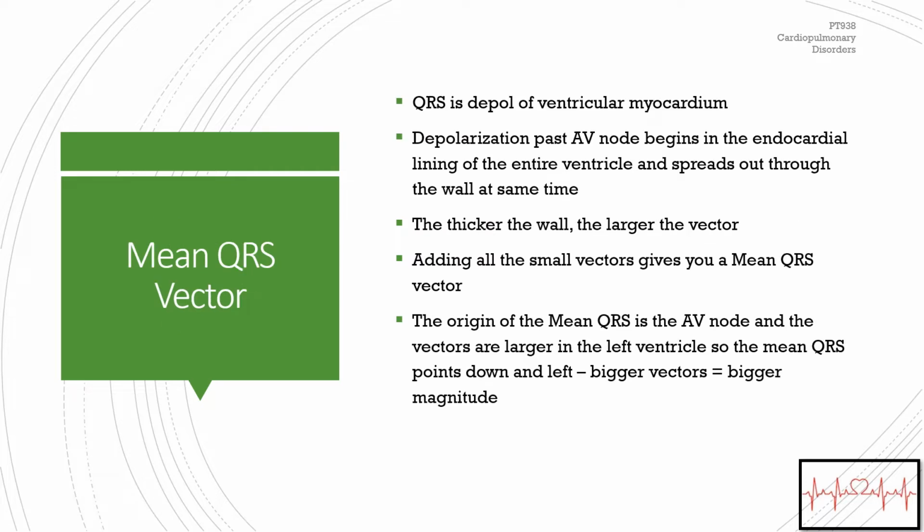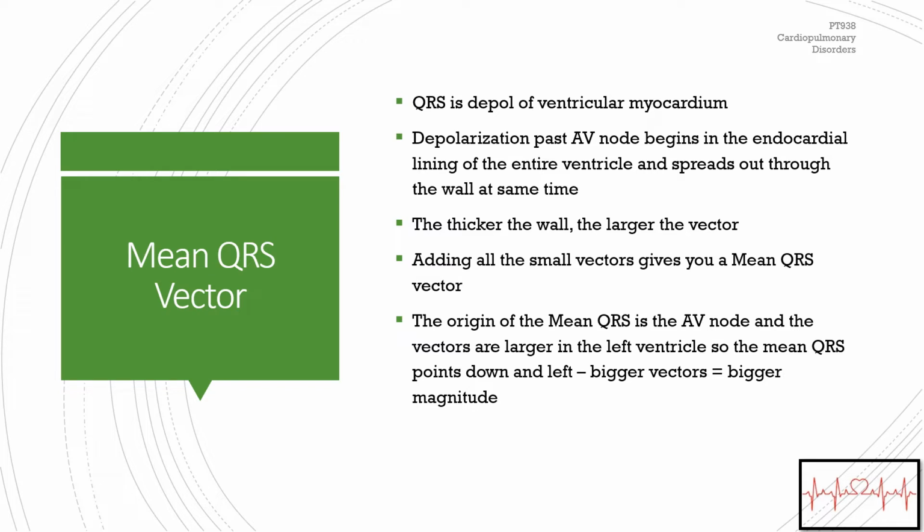There are many mean vectors that we can discuss, but the easiest one to understand, because it's easiest to see on the EKG strip, and also easiest to understand in terms of what's happening in the heart, is the ventricular contraction. So the mean QRS is the one we're going to discuss. Remember that QRS on the EKG strip represents depolarization of the ventricles, which represents contraction of the ventricle. Once the AV node sends the signal to depolarize, again, it begins at the endocardial lining and then moves outward through the myocardial walls of the ventricles at the exact same time.